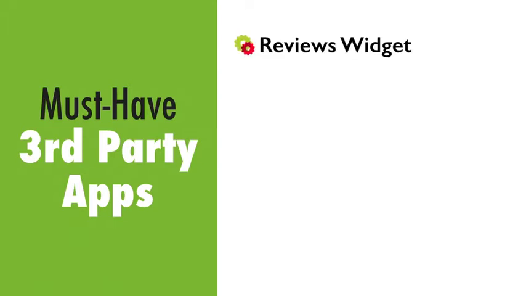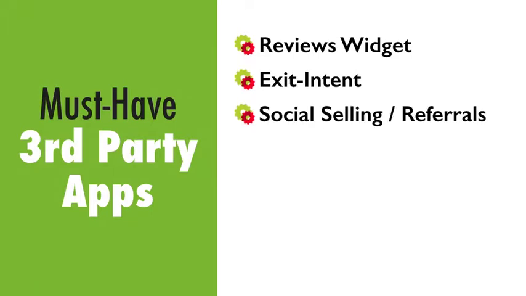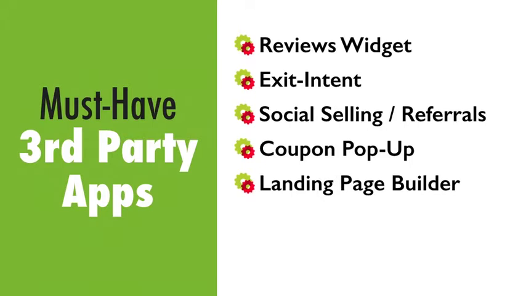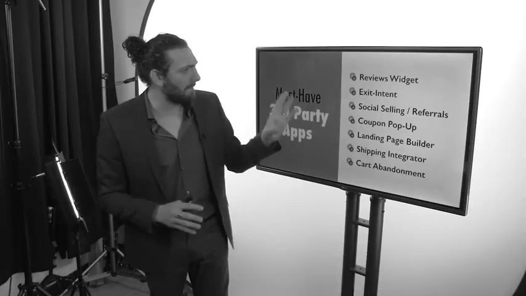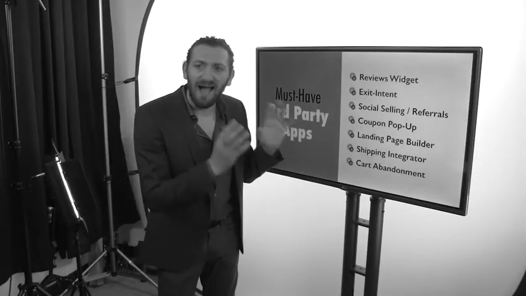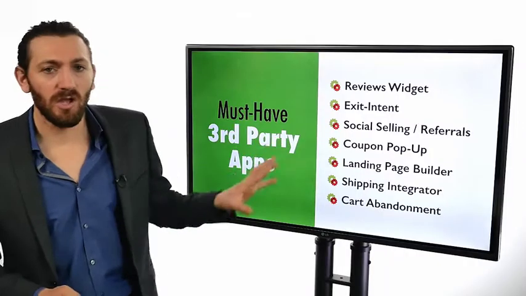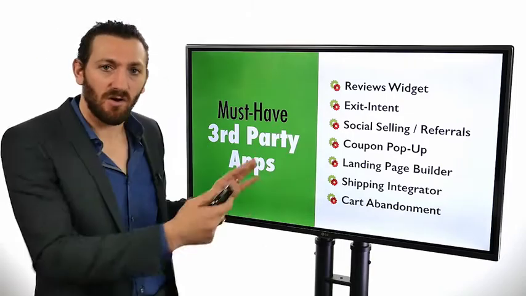Now there are some must-have third-party apps, some things that you want to have on your store no matter what, and that's a reviews widget, exit intent software, social selling and referrals software, a coupon pop-up, a landing page builder so you can build promotional pages very easily, shipping integrators so that you're easily connected to your shipping and fulfillment, and anything that has to do with your ordering and inventory, as well as cart abandonment. So these are sort of the must-have apps. You really gotta have these on your store. So let's talk about which ones are the best and what you wanna look for with regard to each of these applications.